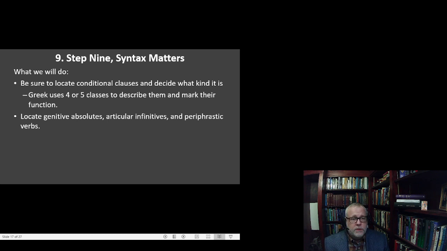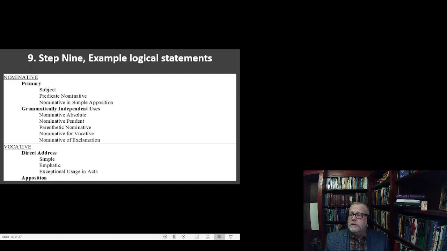Locate genitive absolutes, articular infinitives, and periphrastic verbs. These are also going to be tricky to interpret. Make sure you identify them so that you can think about the options when you go to translate them. And in the latter two, there's options. In the former, the genitive absolute, there's a specific way to translate those. Don't miss that particularity. Note their special function. Write the pertinent info on the sentence flow that you've been working with. All right, here's some examples of some logical statements.